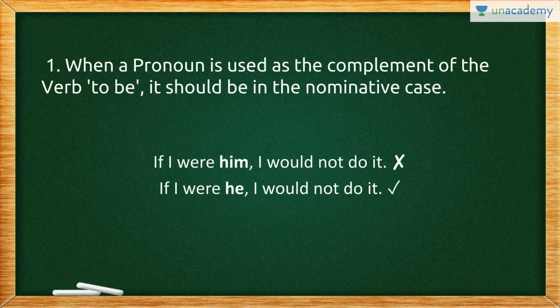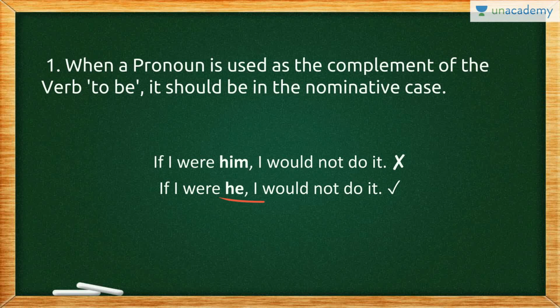Let us discuss the rules governing errors we make with pronouns. The first rule states that when a pronoun is used as the complement of the verb to be, it should be in a nominative case. Now nominative case is the same as subjective case. So when I say if I were him, I would not do it, this is a common mistake that people make. The correct sentence would be if I were he, I would not do it. So him being the objective case, we do not use it. We use the nominative case, which is he.